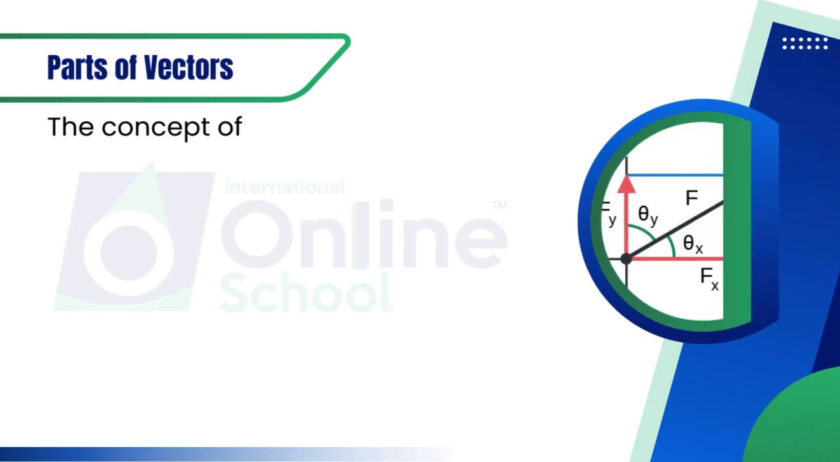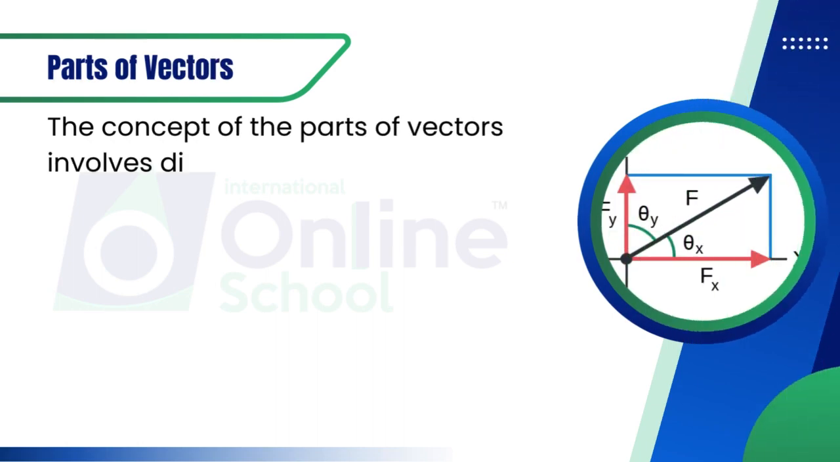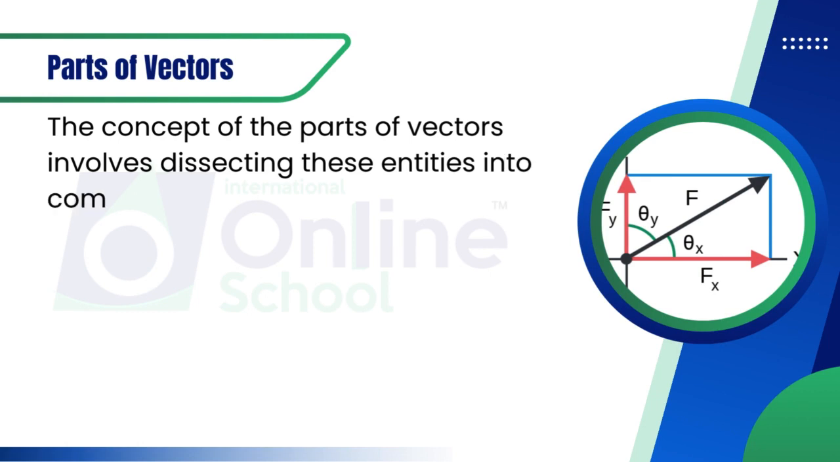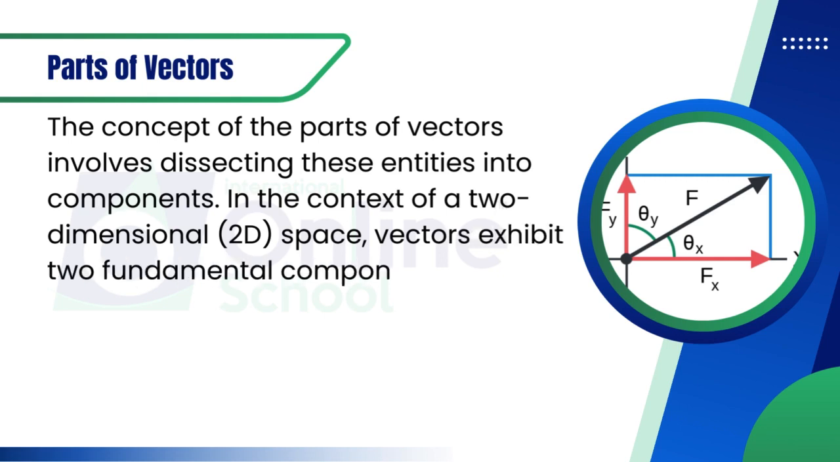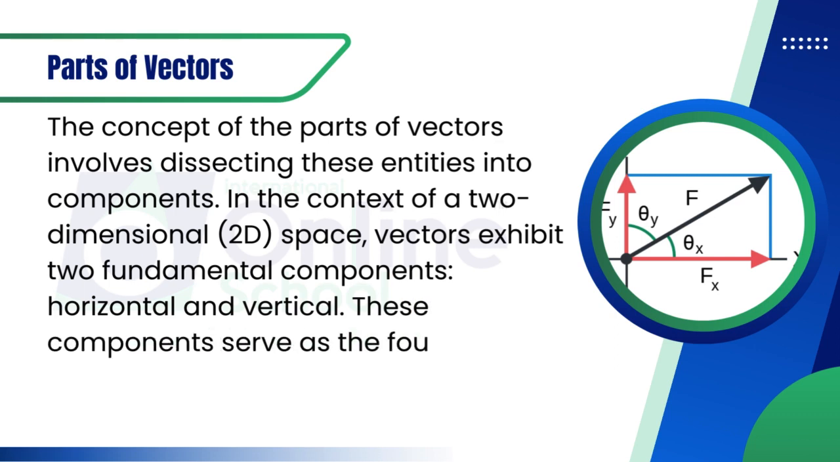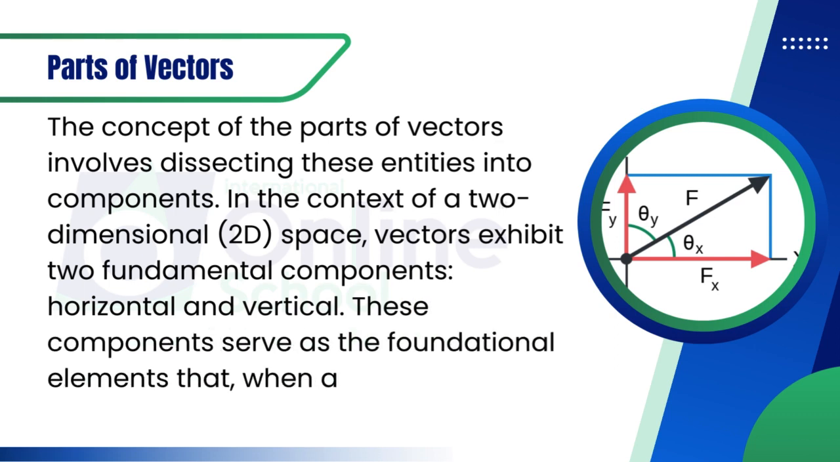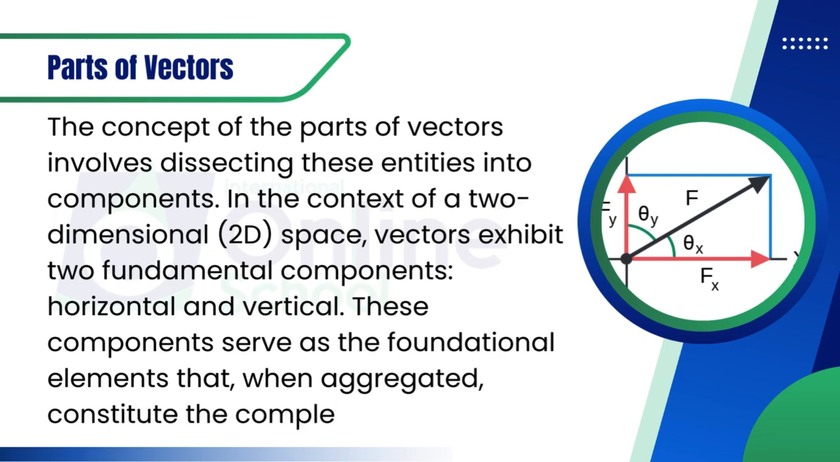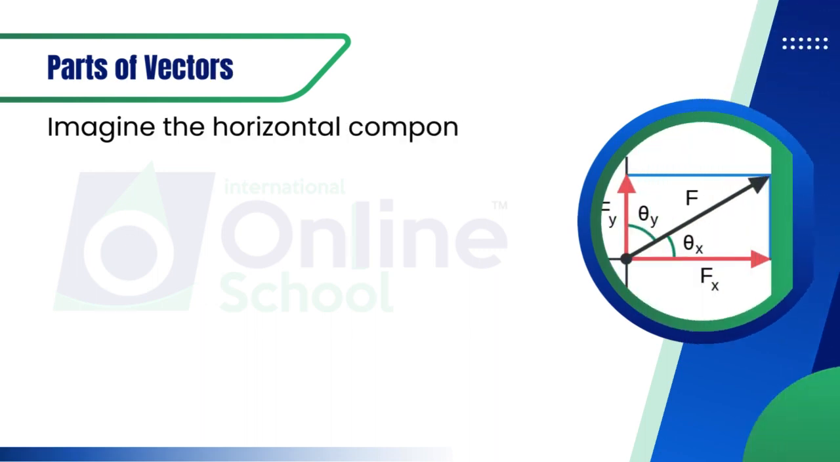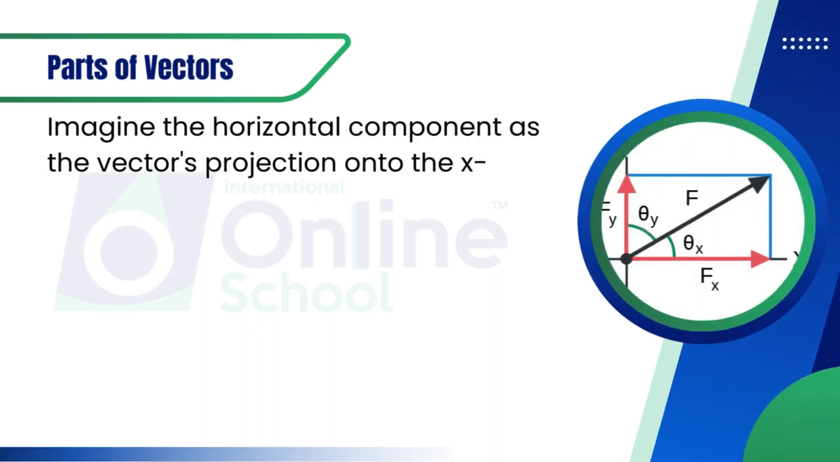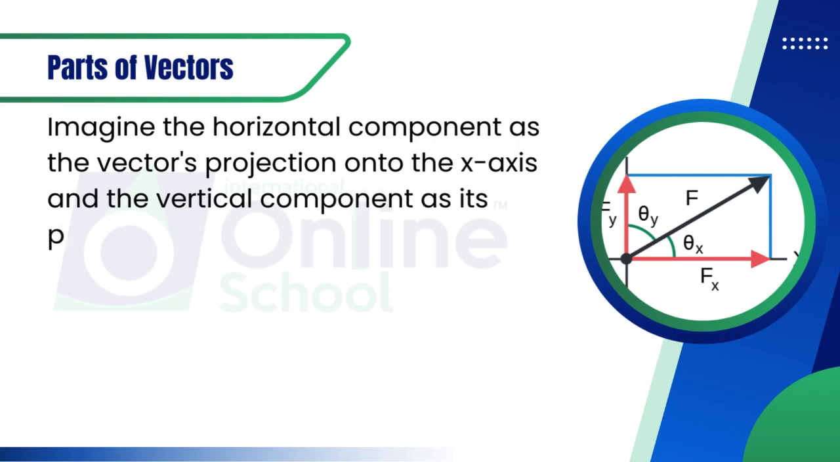Let's study the parts of vectors. The concept of the parts of vectors involves dissecting these entities into components. In the context of a two-dimensional, 2D, space, vectors exhibit two fundamental components, horizontal and vertical. These components serve as the foundational elements that, when aggregated, constitute the complete vector. Imagine the horizontal component as the vector's projection onto the x-axis and the vertical component as its projection onto the y-axis.